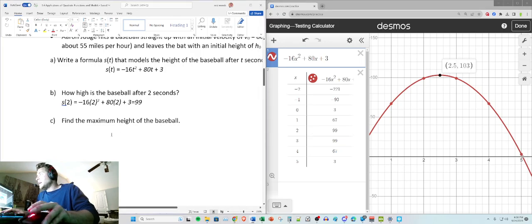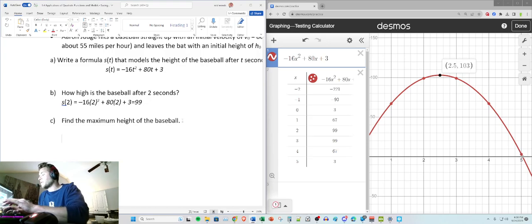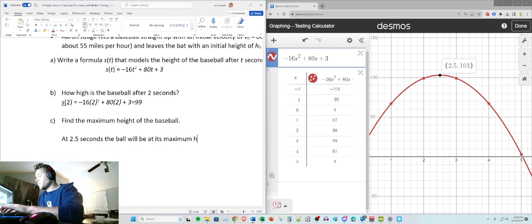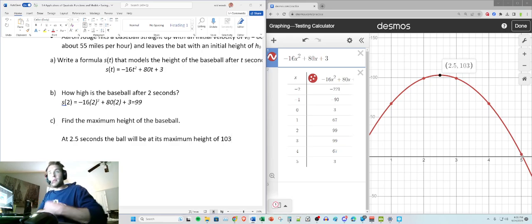So we know, we're going to type this in, or I'm going to type it, you're going to write it. At 2.5 seconds, the ball will be at its maximum height of, and we see the height right there. We're going to say 103. And so 103 is as high as that ball is going to get, and then it starts to descend back to the ground.